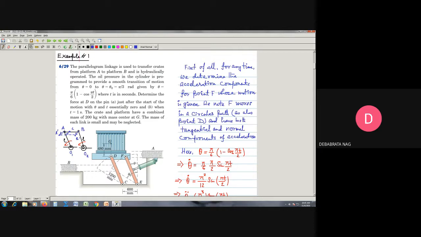This is the explanation of this figure, because you need to understand the physics of the problem that we are actually going to solve, and we need to understand and physically, mentally visualize that system. Then only will we be able to apply our equations of motion to solve our problem. So the question goes like this: the parallelogram linkage is used to transfer the crates from platform A to platform B, and is hydraulically operated.